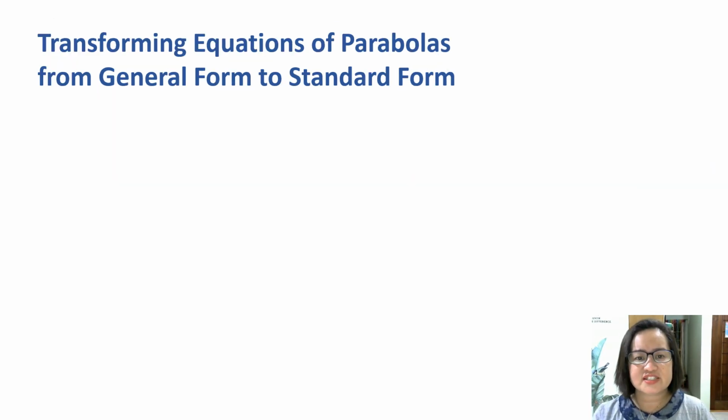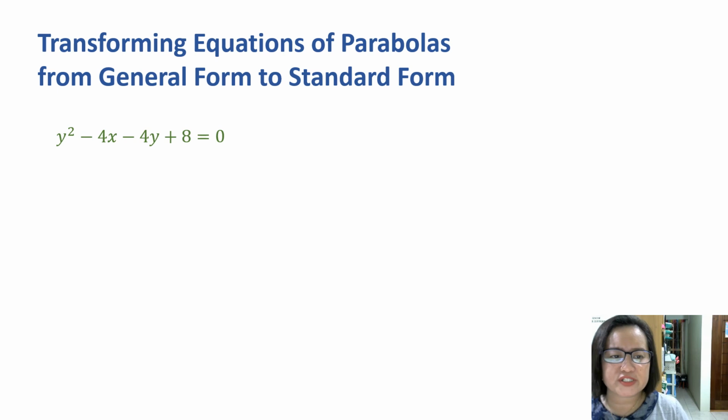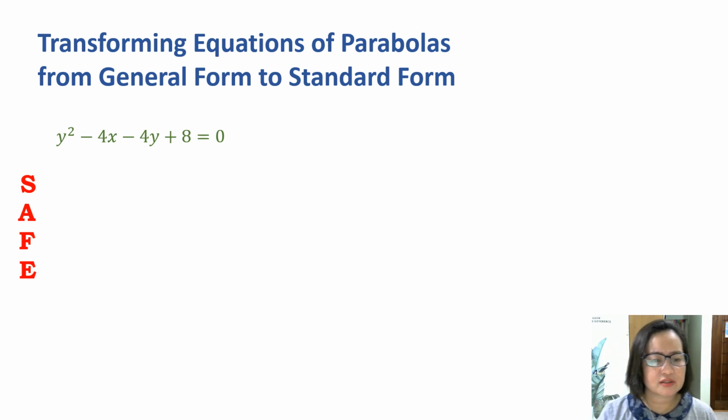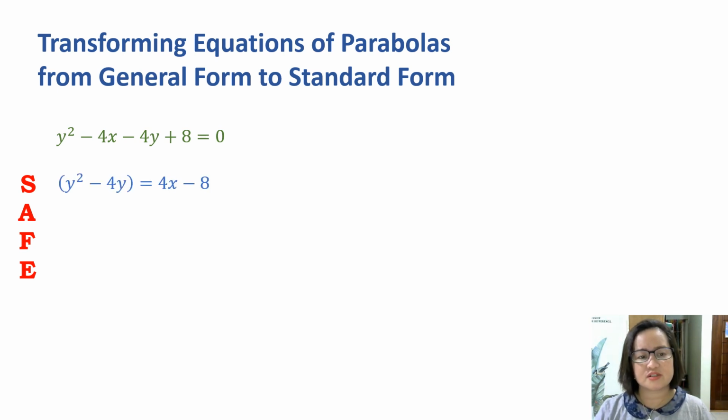Let's take a look at the second example. y squared minus 4x minus 4y plus 8 equals 4. Doing the first step, we separate all the terms with variable y from the terms having other variables. So we will have y squared minus 4y at the left and 4x minus 8 at the right.